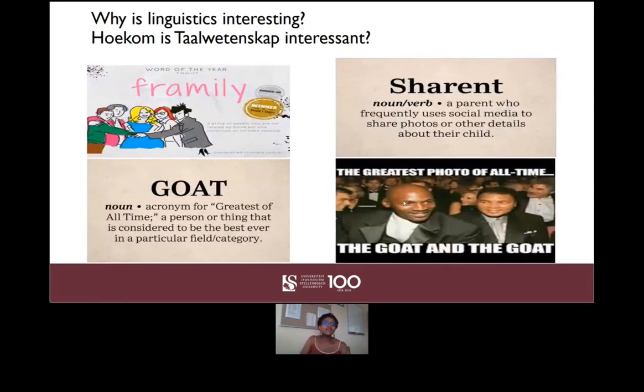Other words help us to reflect the relationships that we have with other people. So one of my favorite ones is family, because family helps us to describe those friends that have been so close to us that they've become family. A recent one is sharent. Now, people of my generation do not have sharents because our parents didn't have smartphones, but maybe you have a sharent. A sharent is a parent who frequently uses social media to share photos or other details about their child.